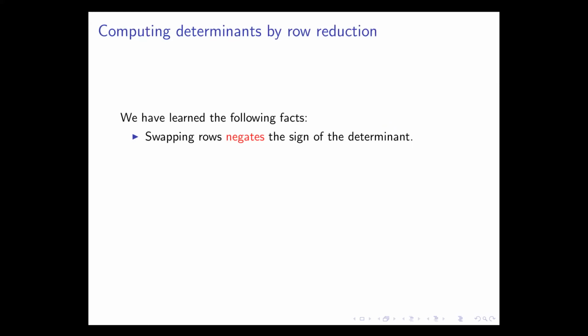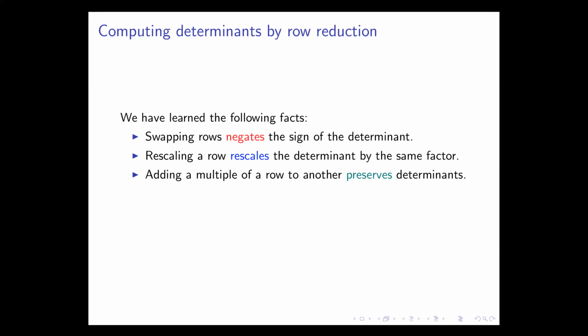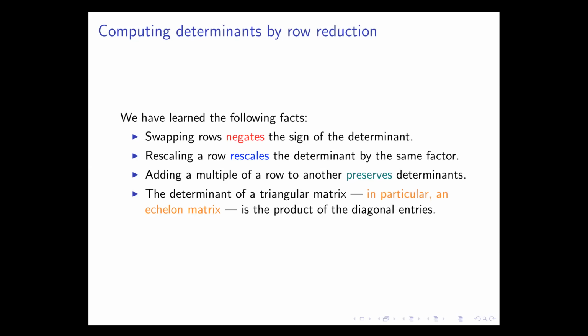Swapping rows negates the sign. Here's the summary. Rescaling a row rescales the determinant by the same factor. Adding a multiple of a row to another preserves determinants. And the determinant of a triangular matrix, in particular if it's an echelon matrix, is the product of its diagonal entries.